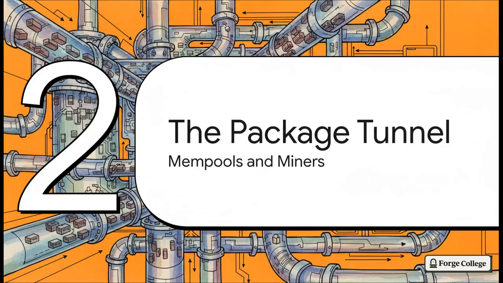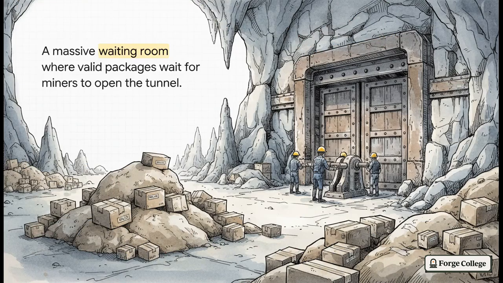Moving on to Section 2, the package tunnel metaphor. Let's talk about mempools and miners. Think of the Bitcoin network's mempool as this massive, slightly chaotic loading dock. Every single valid package gets dropped off right here. They're all taped up, totally verified, ready to go, but they aren't actually going anywhere just yet. They're essentially just sitting there in a waiting room completely at the mercy of the miners.